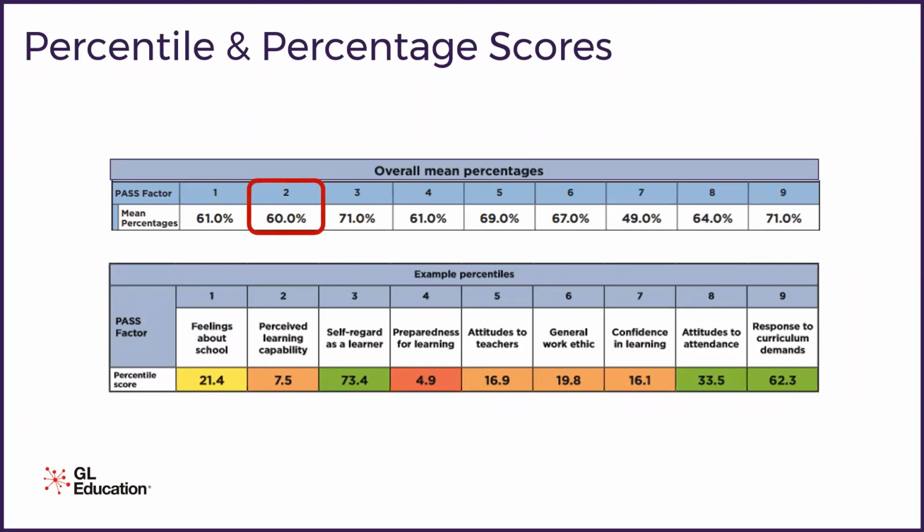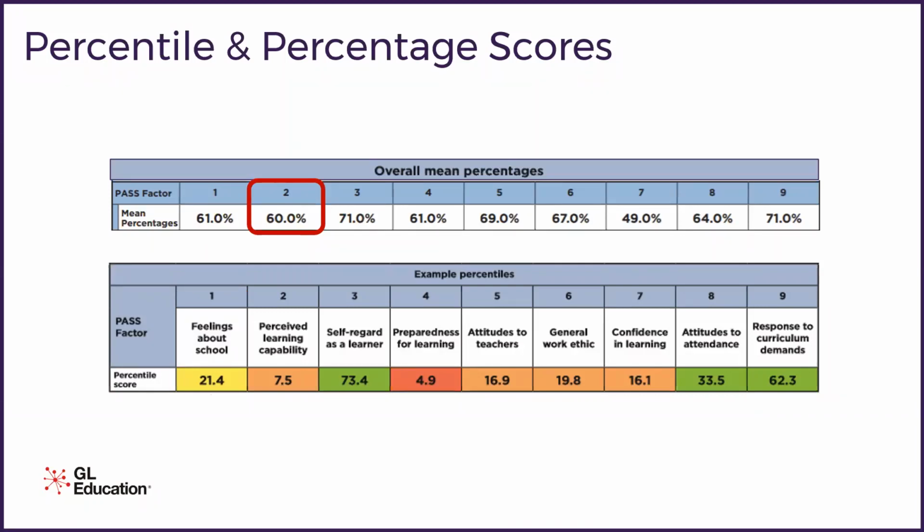In the example on screen, we can see that the students in this group, on average, responded positively to 60% of the questions in relation to perceived learning capability. Remember, mean percentage scores are the easiest piece of data to use for comparisons across time or groups of students.